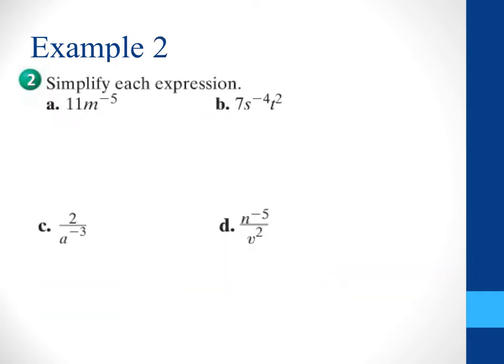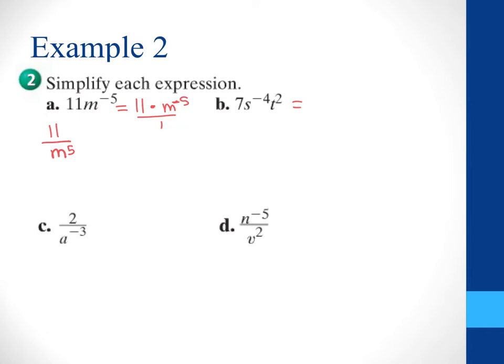Now for example 2, we're going to simplify each expression. One thing I want to point out when we're dealing with exponents is you only move the component that has a negative exponent. So if I look at part A, this is really 11 times m to the negative fifth. So the 11 does not have any exponent, and really that's all in the numerator. So my 11 can stay in the numerator. My power of m to the negative fifth, that's in the numerator. Because it has a negative exponent, it tells me that it really belongs in the denominator, so I'm going to rewrite this as 11 divided by m to the fifth power.